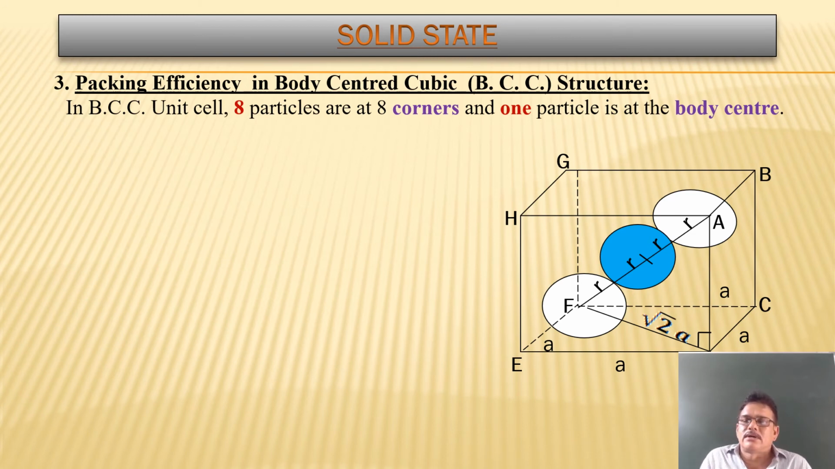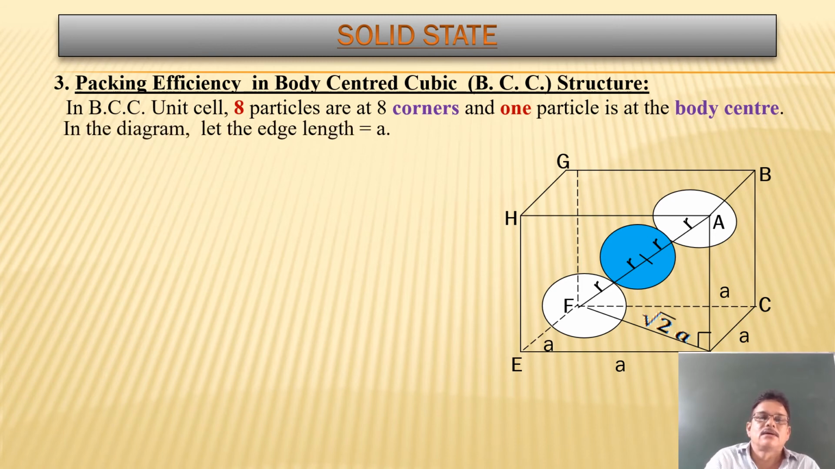If we draw these 4 body diagonals, they meet at a point. That point becomes the body center of the cubic unit cell. So in body centered cubic unit cell, 8 particles are at 8 corners and 1 particle is at the body center. Next, in the diagram, let the edge length of the cube be a.